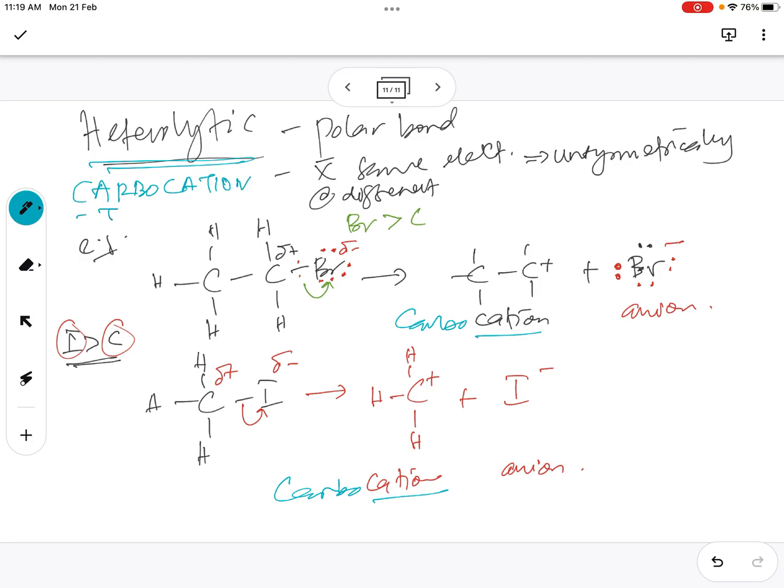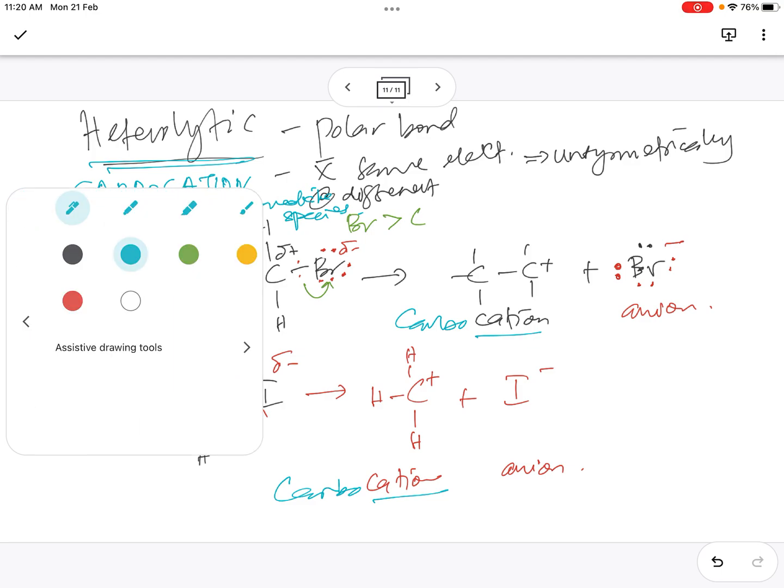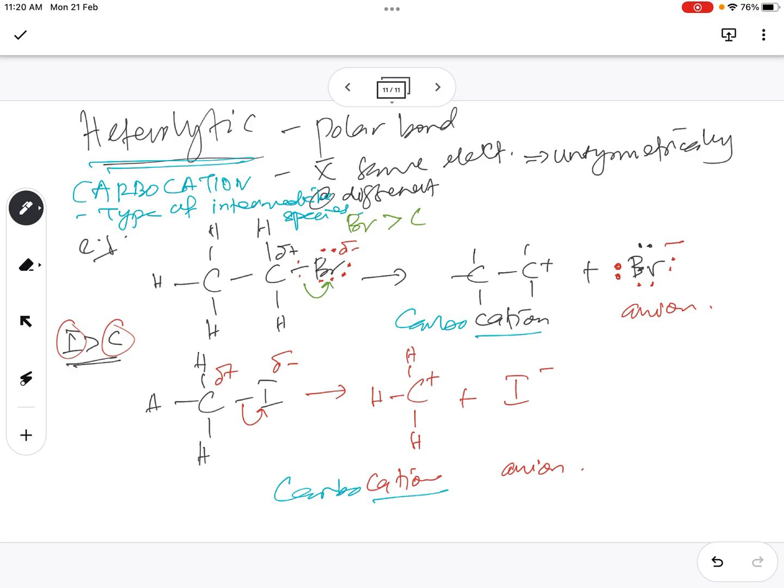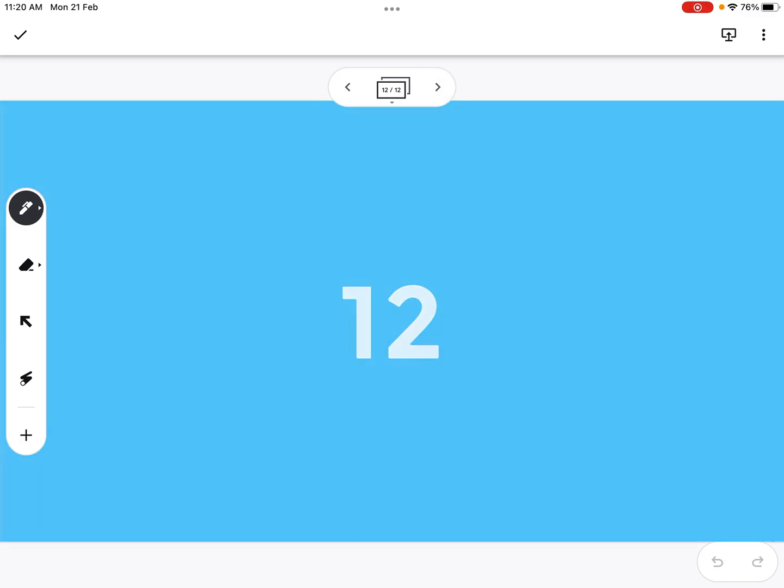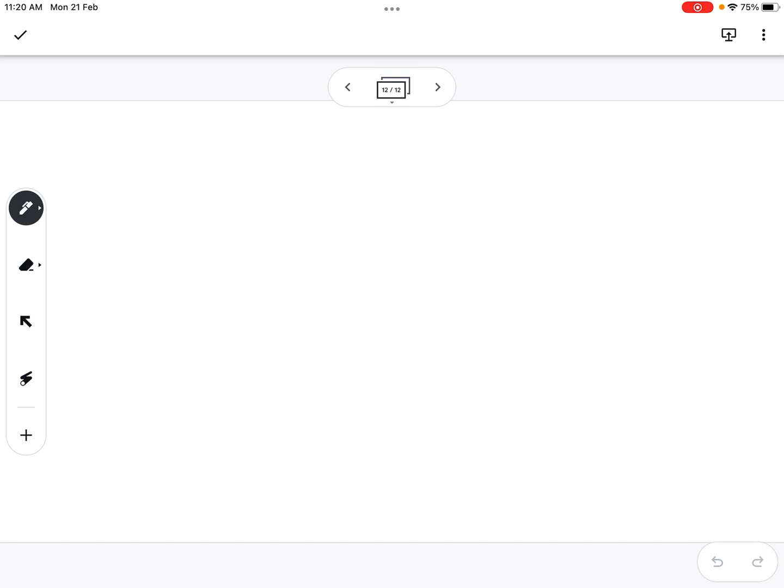This is another type of intermediate species. Satu lagi intermediate species. What was the first intermediate species? Free radical. So carbocation is the second one. Now we go to the third intermediate species, also from heterolytic cleavage. You can look at slide number 12. Okay. Let's say I have example carbon, hydrogen, lithium. Okay, contoh ni lithium.